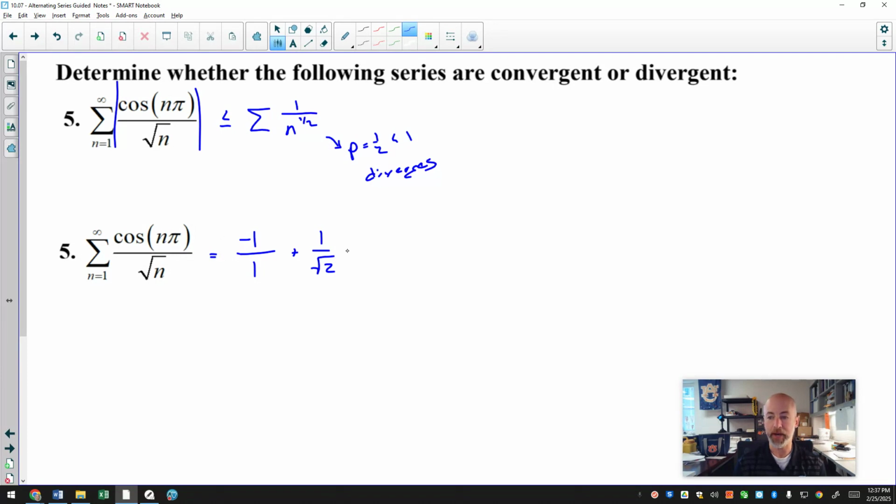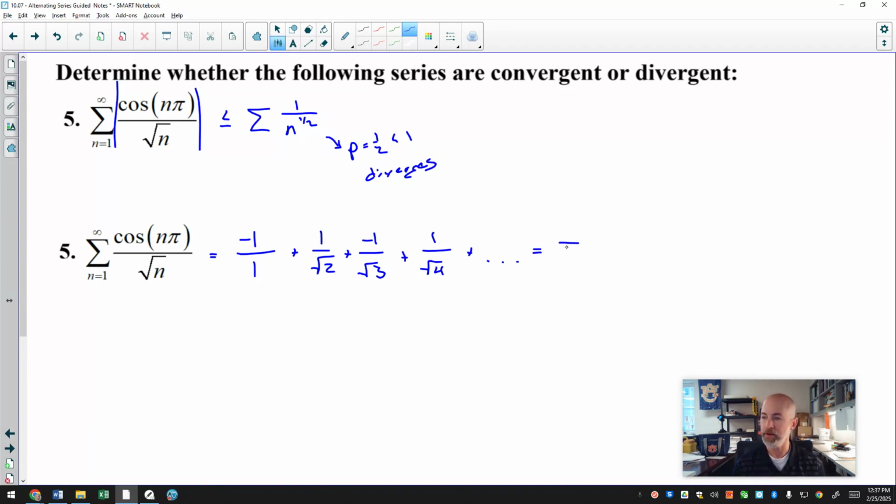Cosine of 3 pi, well, that's negative 1 over the square root of 3. Cosine of 4 pi is positive 1 over the square root of 4. And you can see the pattern there. This does not look like an alternating series on the surface. It doesn't have the negative 1 to the n power like we'd look for. But when you write this out, this actually is an alternating series.